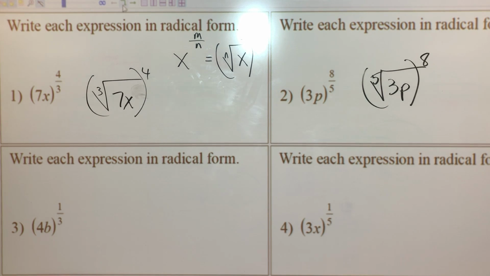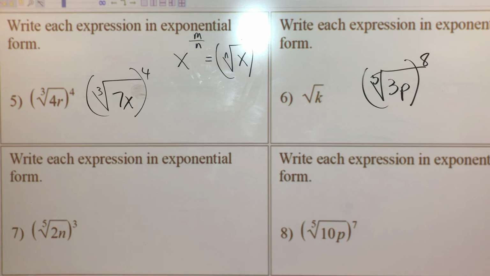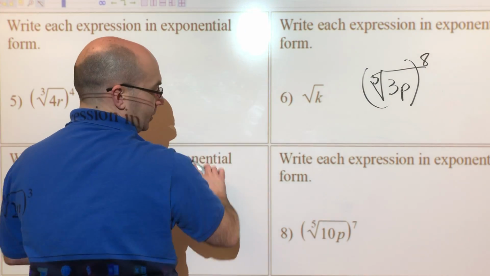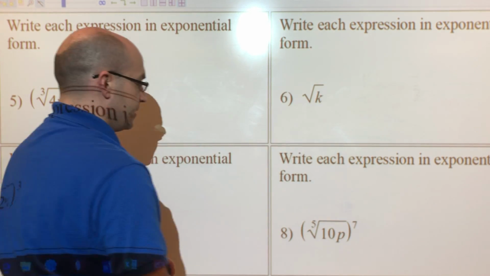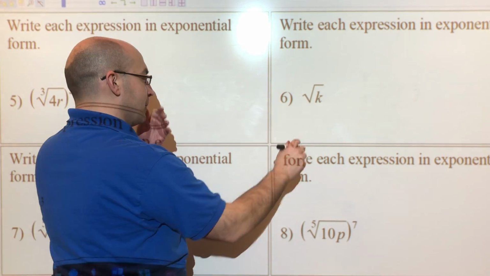Now, the next set would be the reverse: changing the radical form to exponential form. Let's erase this and try them together. I'll do the first 2. Well, hold on. Let me take a look at them. Which ones are easier? The first 2, absolutely. I'm going to start right here.